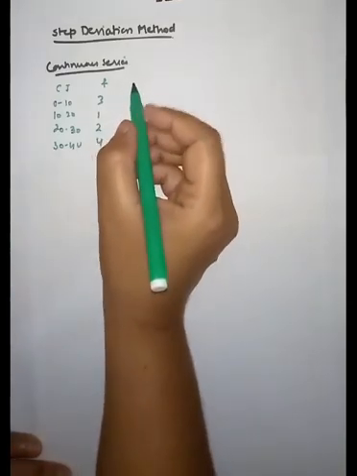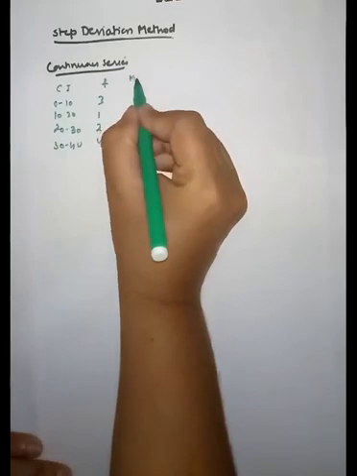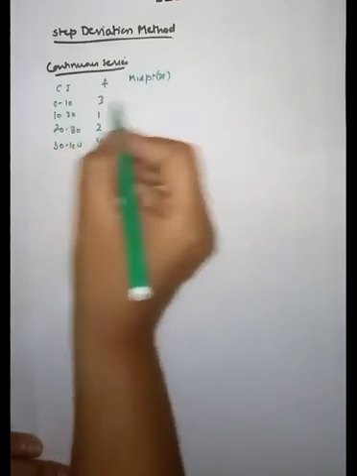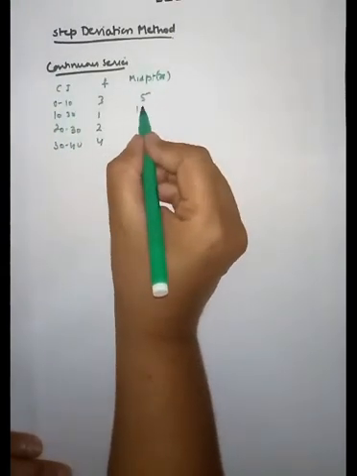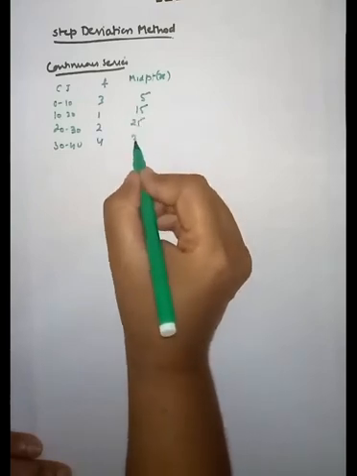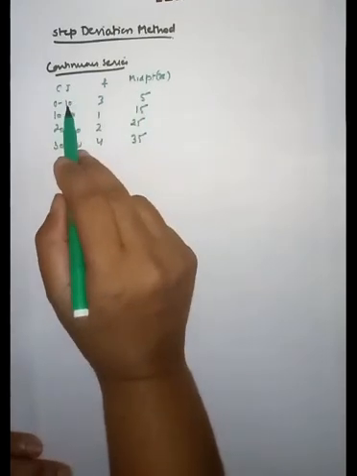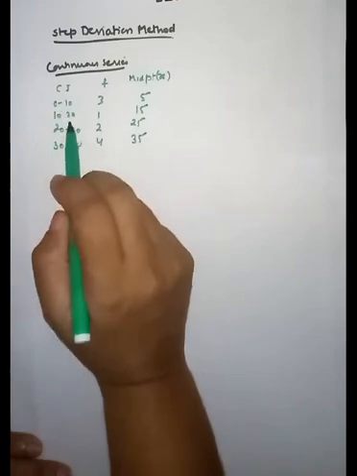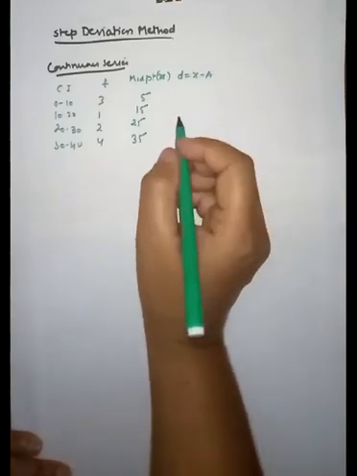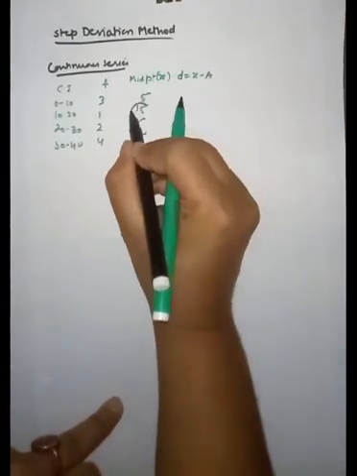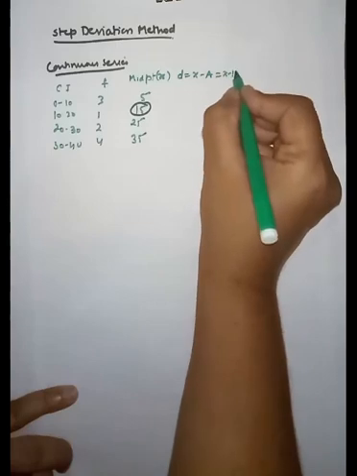For solving, as in the shortcut method, first make the column of midpoint. You know how to find the midpoint: 10 plus 0 upon 2 means 5, then 15, 25, and 35. That is the upper limit plus lower limit divided by 2 of the class interval. Next is the column of deviation, x minus a. I am taking 15 as the assumed mean again, so this is x minus 15.